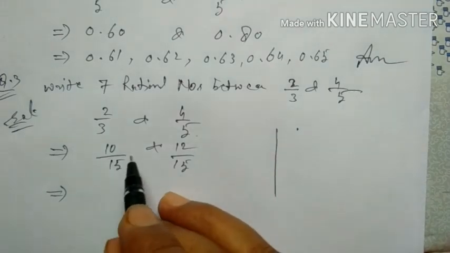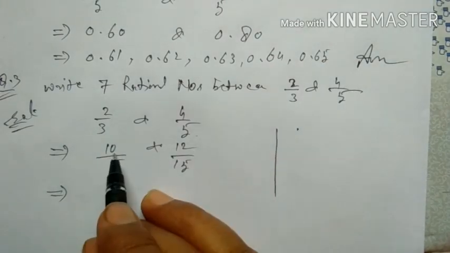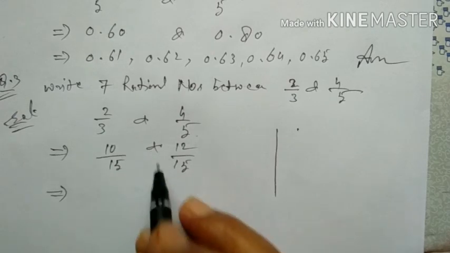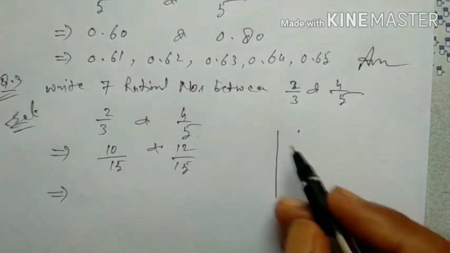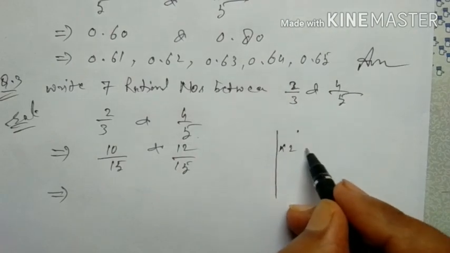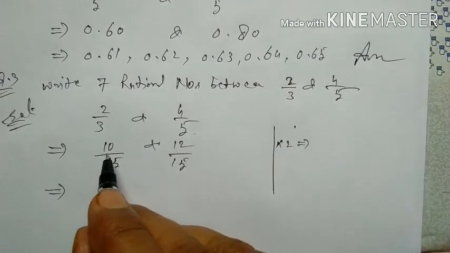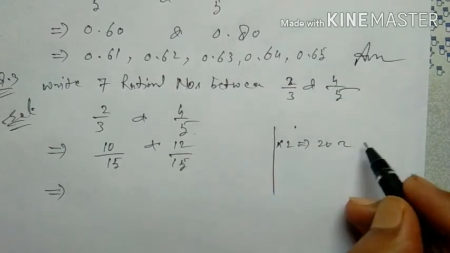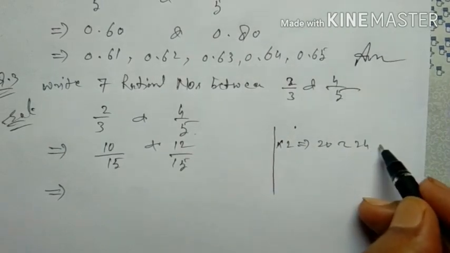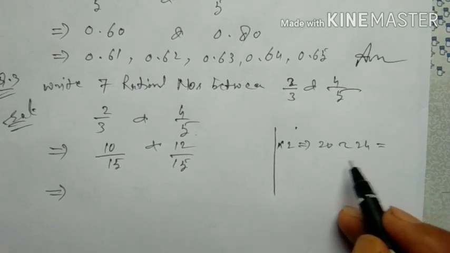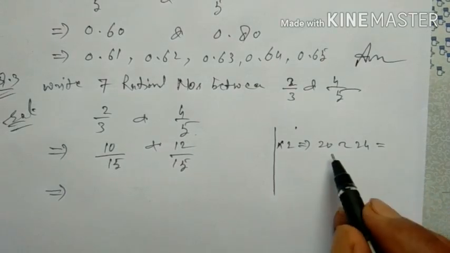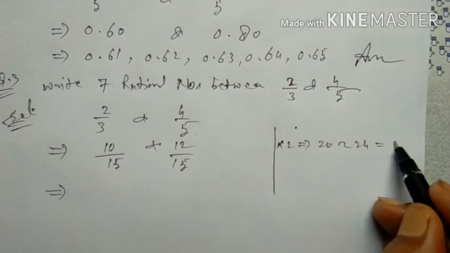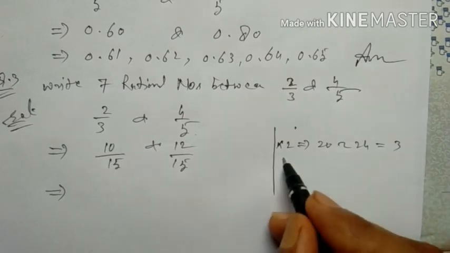Suppose there are 10 by 15 and 11 by 15, with only one rational number between these two numbers. When we multiply by 2, the numerators become 20 and 2 12s are 24, and between 20 and 24 there will be 21, 22, 23, that is 3 numbers. You will get 3 numbers.